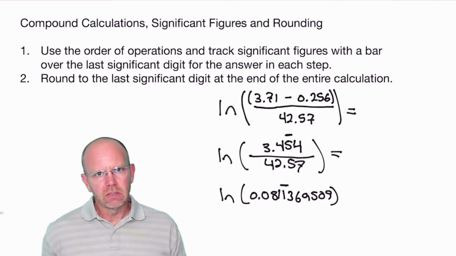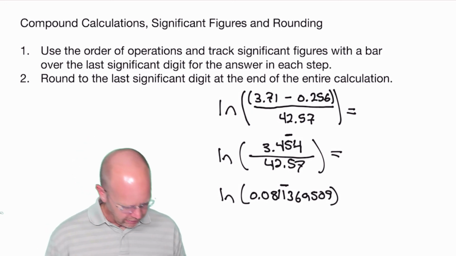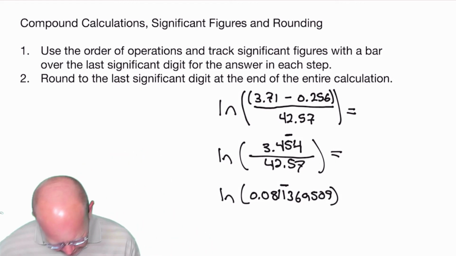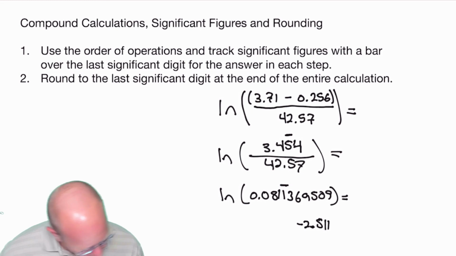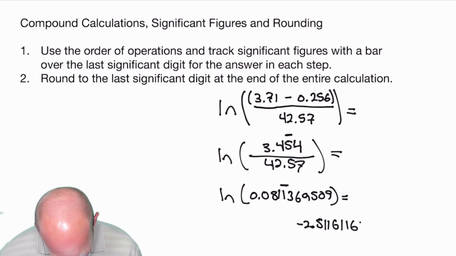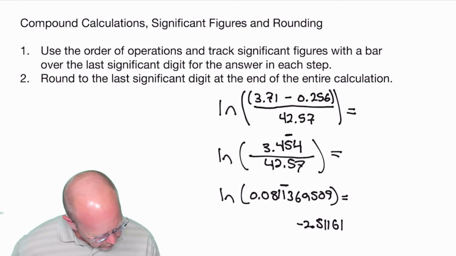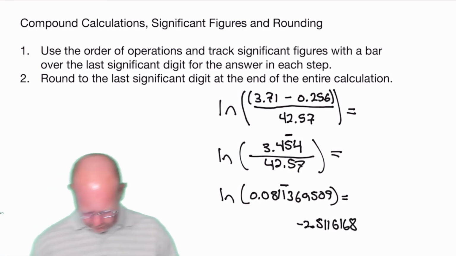So I'm going to leave all those numbers in my calculator, and I'm going to go ahead and compute that log. Notice I'm not doing any rounding until the very, very end. So now I'm going to take the natural log of that number, and what I'm going to get is, I'll just write the answer here, minus 2.5116168. I have too many ones in there, so I'm going to erase that and do it again. Okay, so there's the number right there.